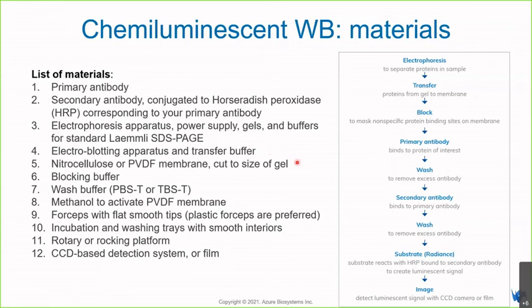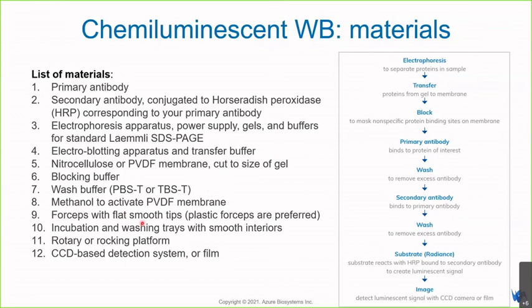When we talk about a blot or Western blot, the blot here means the protein transferred to a membrane. Here we have two general choices, nitrocellulose or PVDF membrane. We normally cut it to the size of the gel after electrophoresis to fit nicely and make it into a transfer sandwich. Then blocking buffer to block off excessive unnecessary signals. Wash buffer, either PBS or TBST, where T stands for Tween 20. Methanol to activate the PVDF membrane if you're using PVDF.